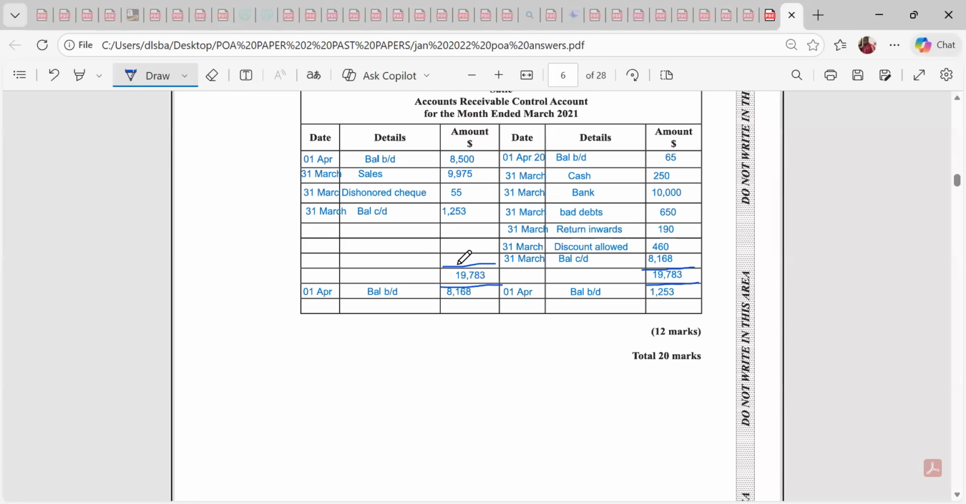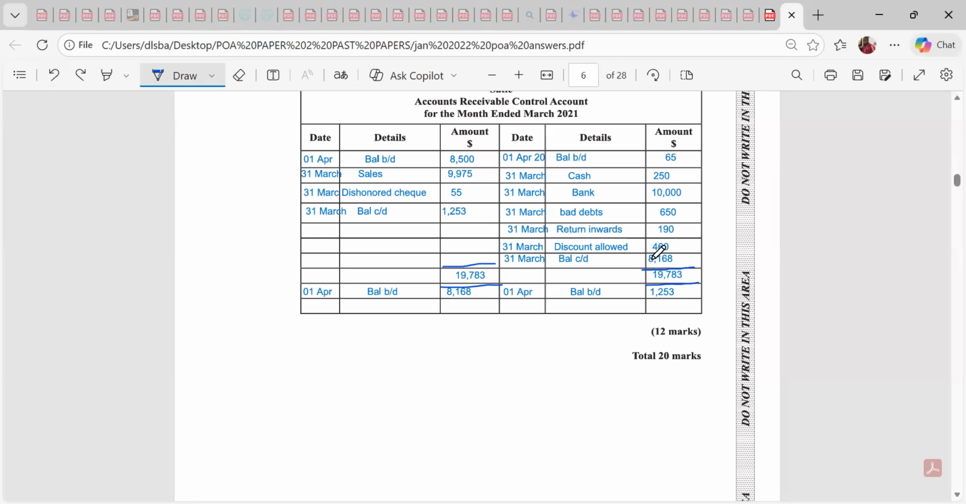And then I'll get my totals and pray that they match up, which they did, which means I put everything on the correct side. And then I'll put in my balance brought down. If the balance carried down is on the debit side, the balance brought down goes on the credit side. If the balance carried down was on the credit side, the balance brought down goes on the debit side. And that was the last 12 marks.